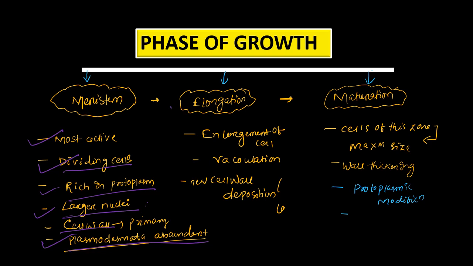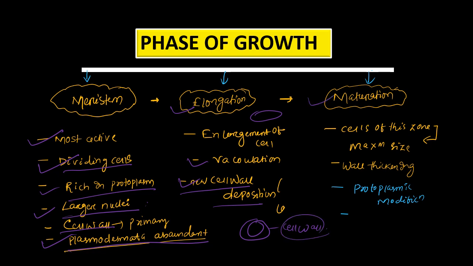Next is elongation. Elongation means enlargement of the cell, and it contains vacuolation. What is the function of vacuolation? It stores more water and minerals. Next, new cell wall deposition. So in the elongation phase we see these cells are composed of cell walls, with new cell wall deposition.